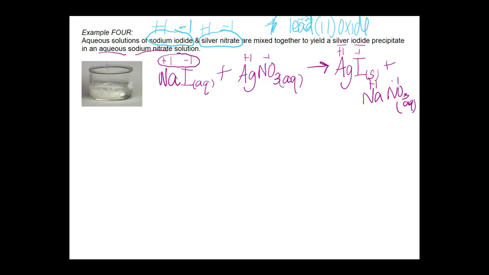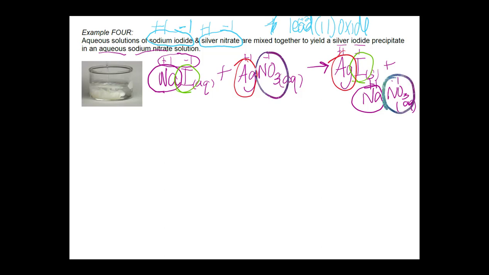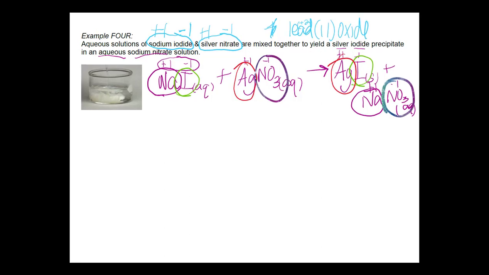Now notice that if I look on the left side of my problem here, I have 1 Na, and on the right side I have 1 Na. And if I look at the left side, I have 1 I and 1 I. And if I look, I have 1 Ag and 1 Ag. And lastly, I have 1 nitrate and 1 nitrate. So this is a balanced chemical equation, and we didn't even have to do any balancing. And in this next video, we are going to focus on balancing chemical equations.